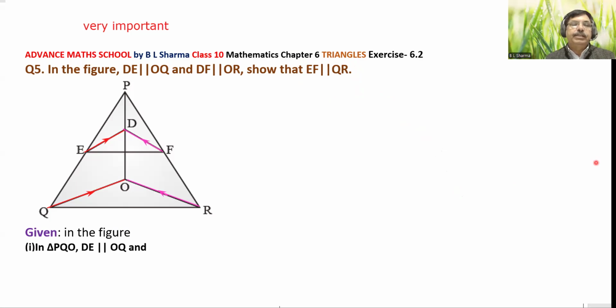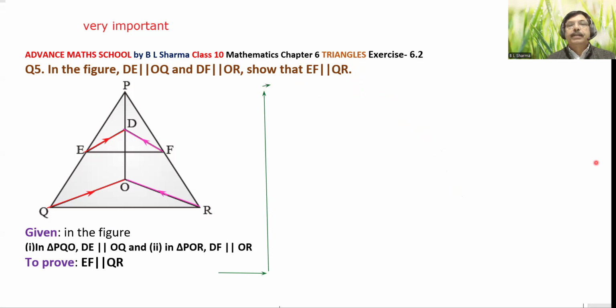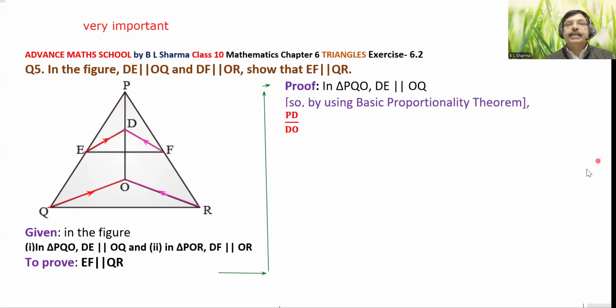DE is parallel to OQ, it is given, and in second, in triangle POR, DF is parallel to OR, and we have to prove that EF is parallel to QR. Proof: see, in triangle PQO, DE is parallel to OQ. ये given है. So using the basic proportionality theorem or Thales theorem, we can say that PD upon DO is equal to PE upon EQ.